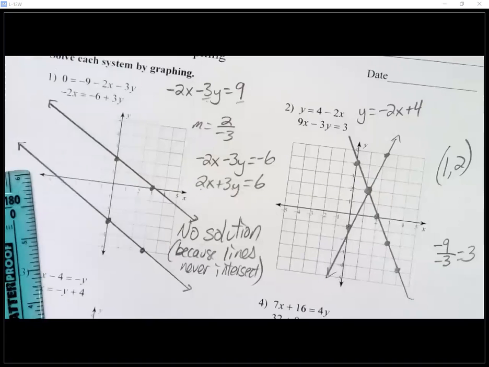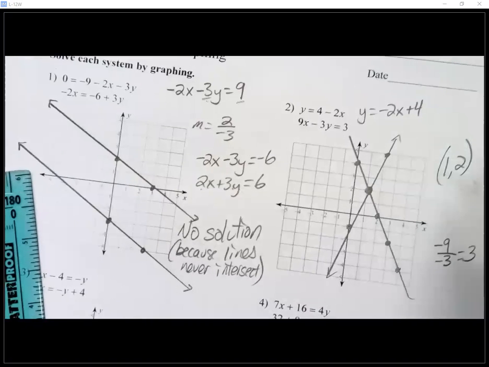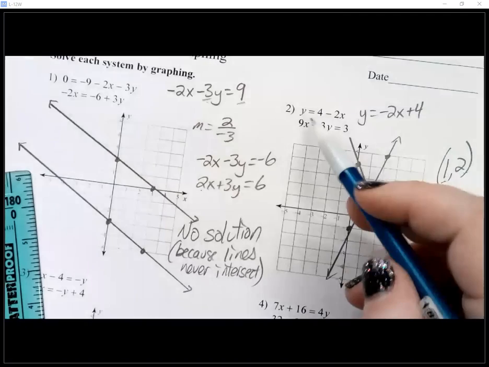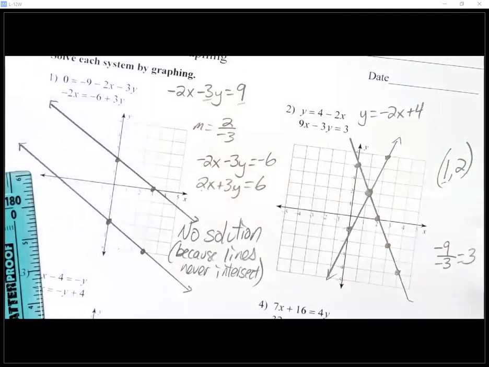All right, so 1, 2. By the way, ladies and gentlemen, you could always take your solution and plug it back into the original, and it should work in both. So if you just want to double check, if you're like, well, what if I just graphed this wrong? You can take 1, 2 and pop it into each one and it should work out just fine. And it does. So yay, there's my solution to that one. See how easy it can be?